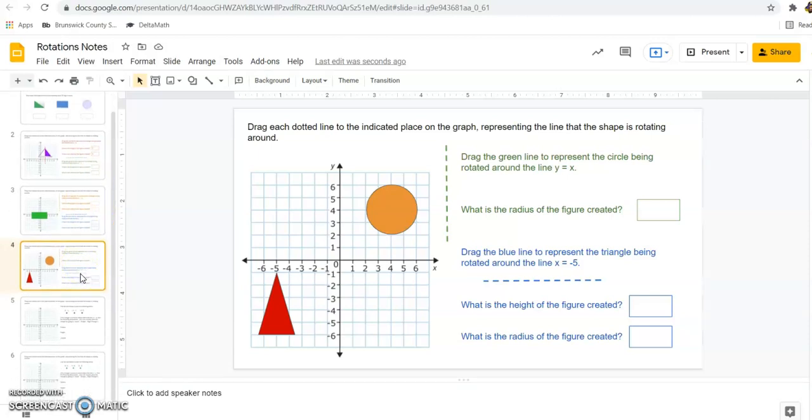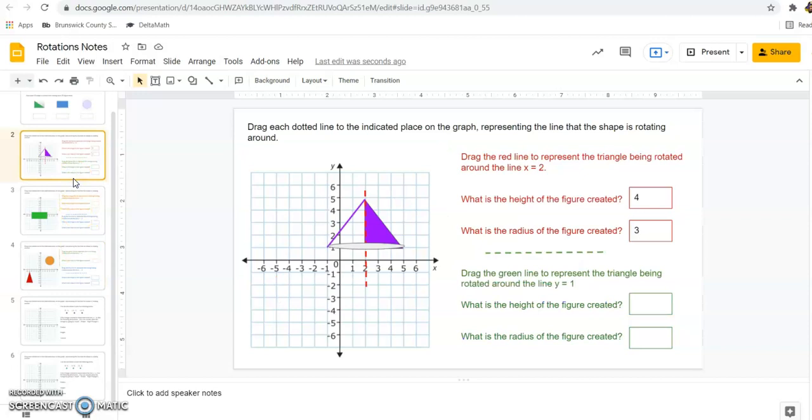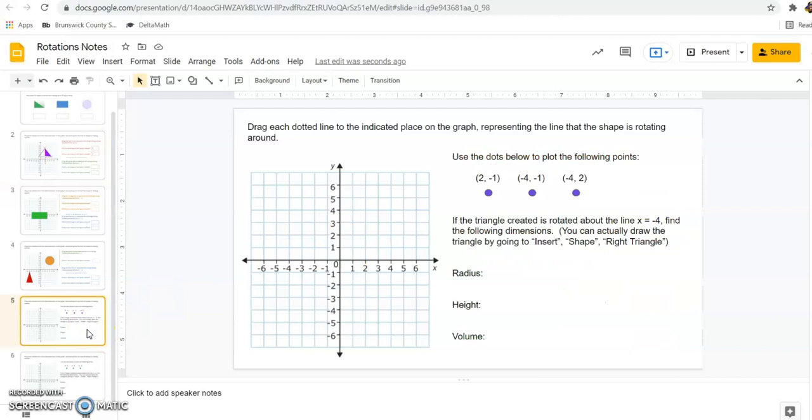Now, the reason we're finding the height and radius is because we've been doing volume this week, and you know that in order to find the volume of a cone, it's pi r squared h divided by 3. So pi times radius squared times height divided by 3. To find the volume of a cone, I need the height and the radius. So that's what we're going to be doing with rotations. You are going to be rotating 2D shapes to make a 3D shape, and then finding the volume of that 3D shape.